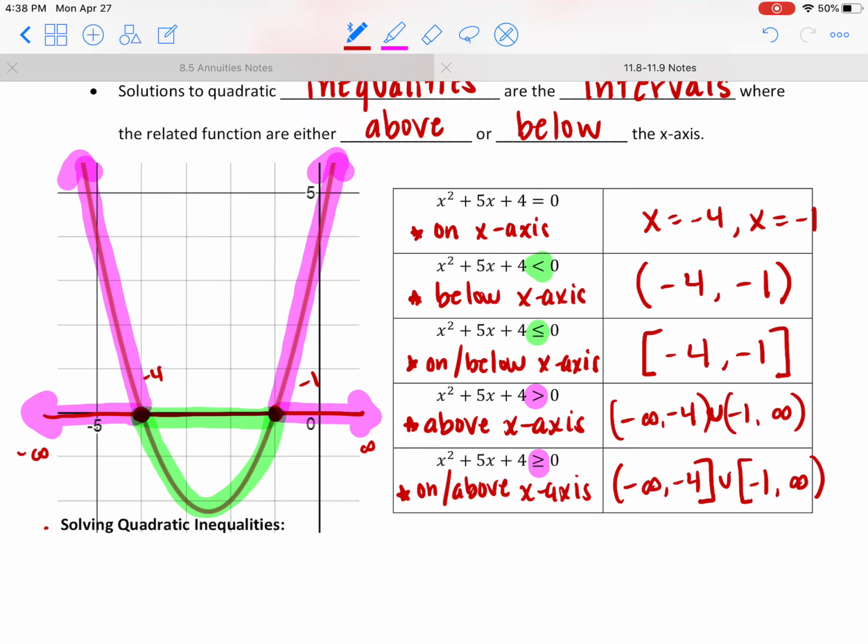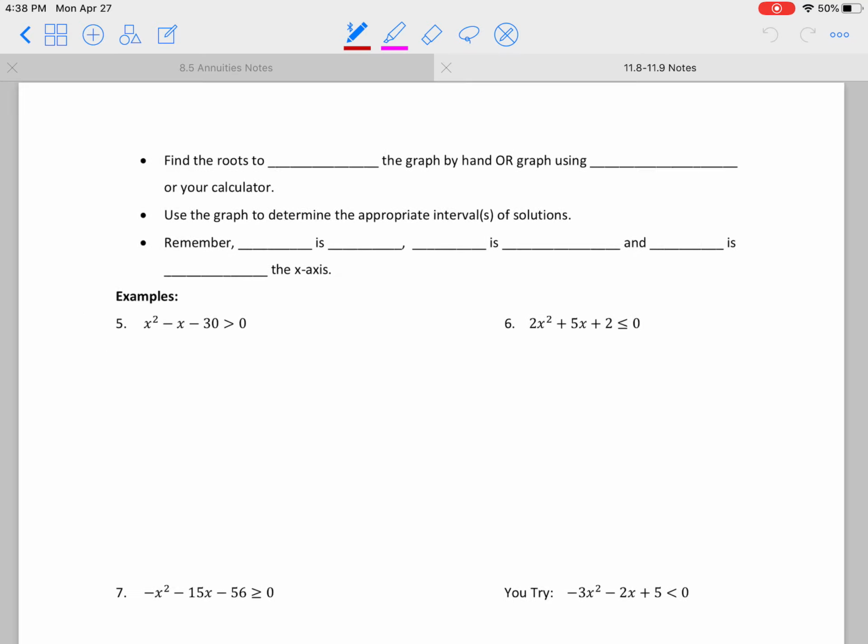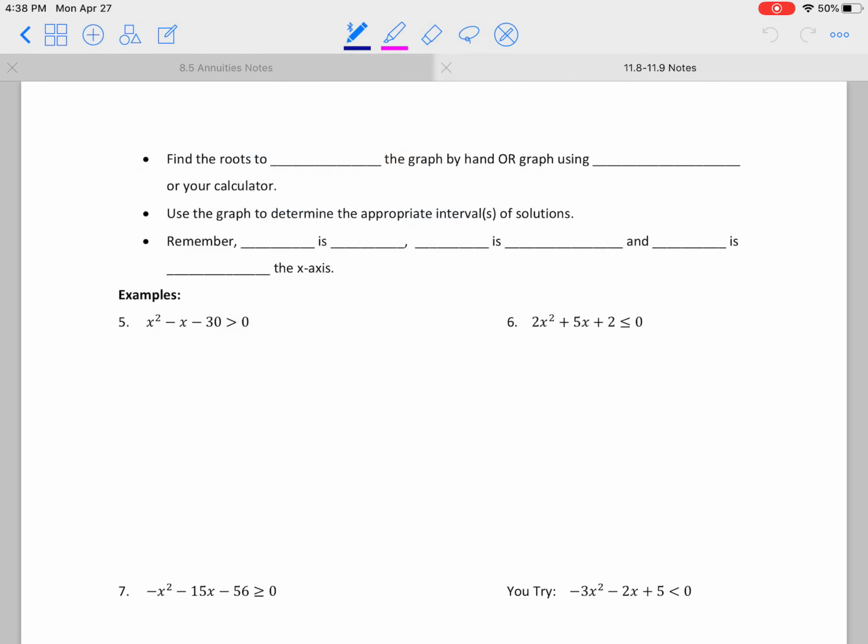Okay? So, oh, this was supposed to be on the next page. I apologize for that. If we're going to solve a quadratic inequality, one way to do it would be to look at the graph. I think the most efficient way to do it is to look at the graph, but we don't have to make a whole fancy graph. We really just need to know where our graph hits the x-axis, because those points separate what's above and what's below.